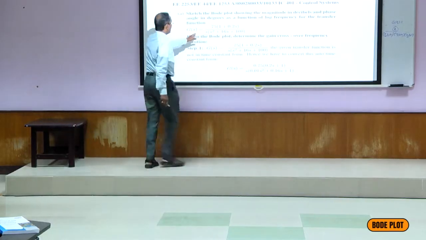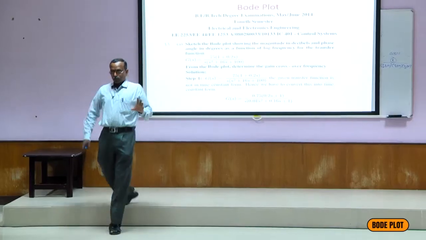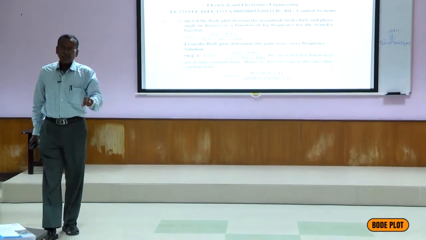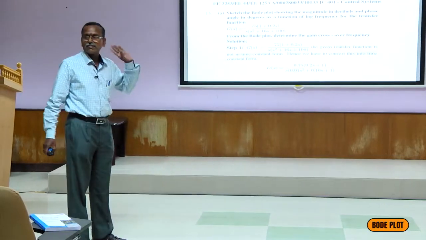If you make the necessary corrections, divide the denominator by 100. This becomes 1, this becomes 0.16s and this becomes 0.01 s square. So this becomes time constant form. Here also it is in time constant form. If you divide by 100, this 75 becomes 0.75. So the first step is to convert the given transfer function into time constant form. That is done.